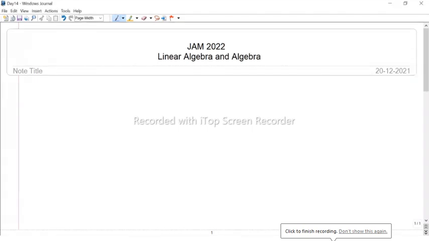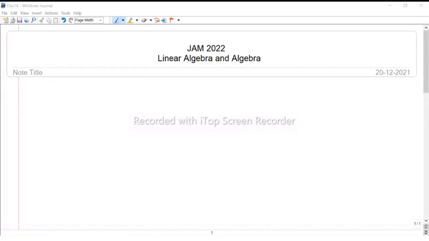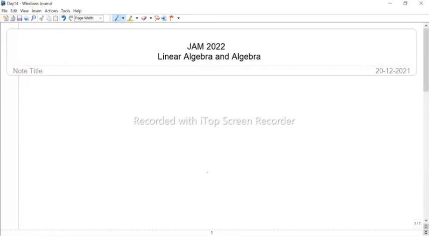Today I am going to start with the definition of similar matrix. When we say two matrices are similar, we say there are two matrices A and B. Definition: suppose we have two square matrices A and B. We say that two square matrices A and B are similar.